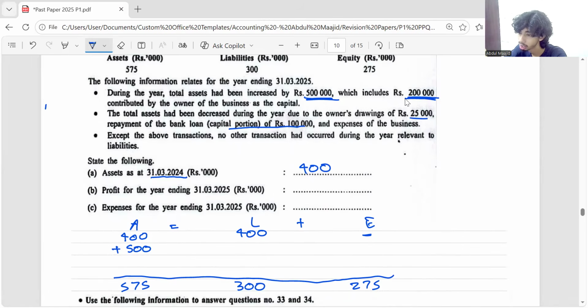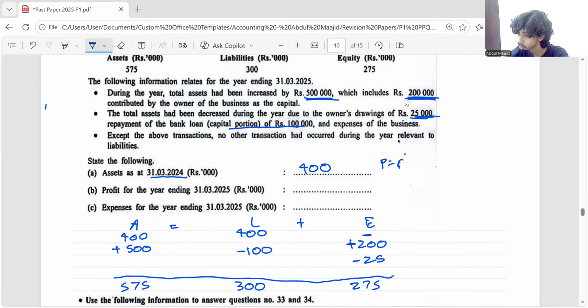Now here, see, owner's additional capital is 200, equity plus 200. Okay. The remaining amount may be because of income. We'll see. Then, on the other hand, owner's drawings 25 minus 25, and they are paying liability of 100,000. Okay. Now we need to find out our expense. Okay. Before that, we can find our profit.